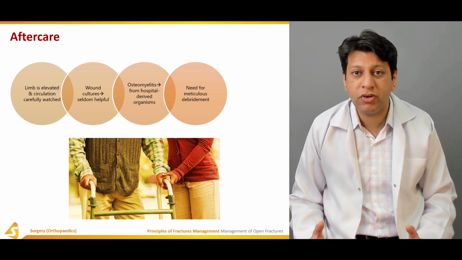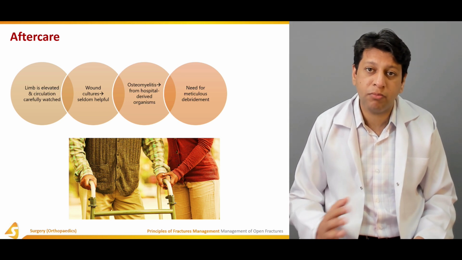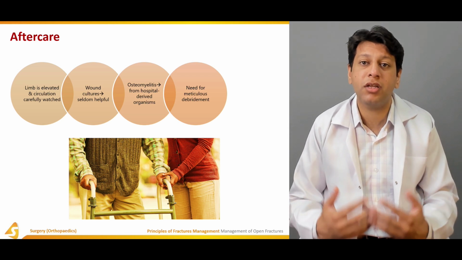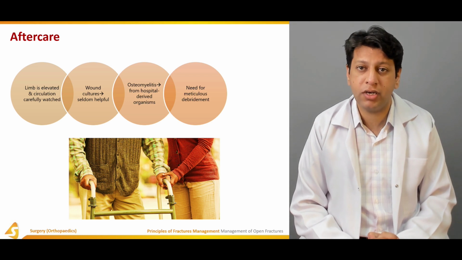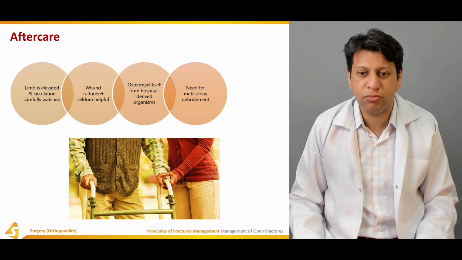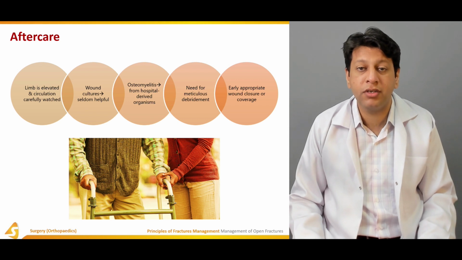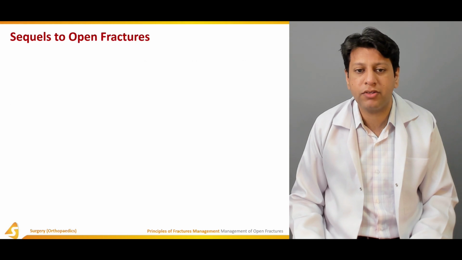And after 7 to 10 days, maybe after 2 to 3 debridements, once the bed is properly clean and the granulation tissue appears, then we can probably go for either a skin graft or a flap over it, depending upon the width and the depth of the wound. Early appropriate wound closure is important for coverage. Once the wound is closed, then only we can go for internal fixation.